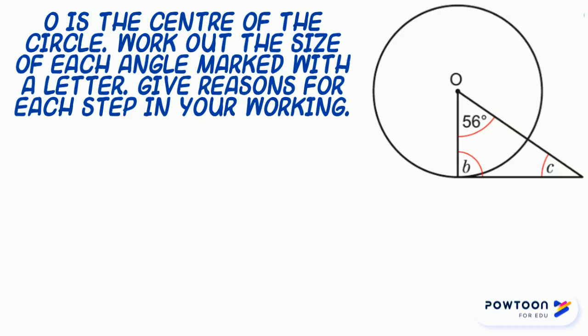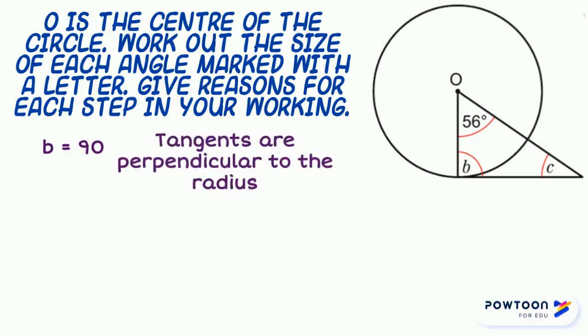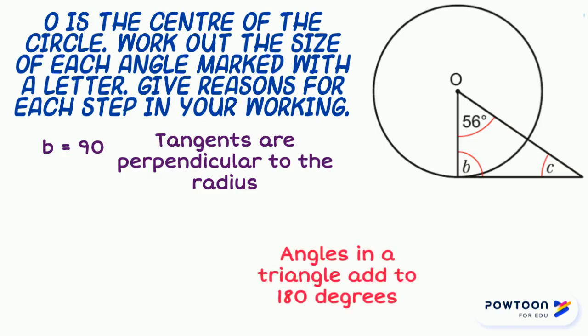Hopefully you noticed that B is going to be 90 degrees, and this is because if there's a tangent, we know it's a tangent because it only touches the circle at one point, and that has to be perpendicular to the radius, so B must be 90 degrees. Then we know that triangles always add up to 180 degrees, so we can find out that C is just 34 degrees.